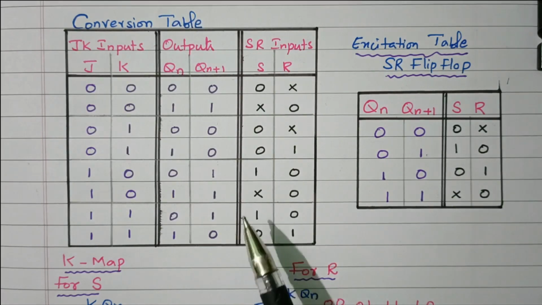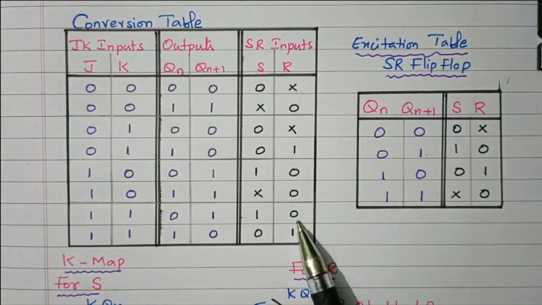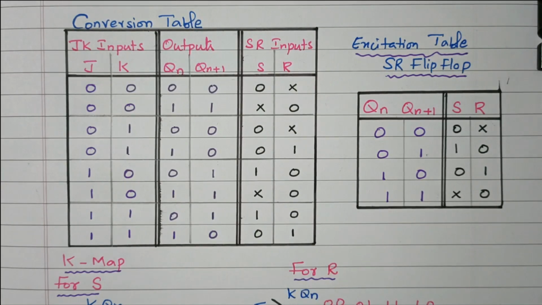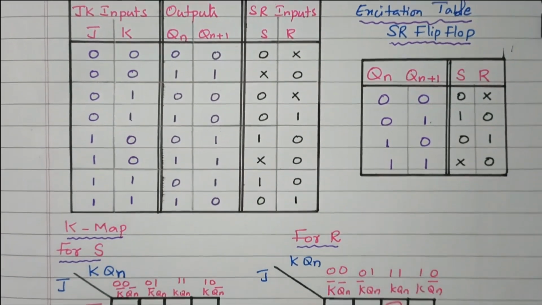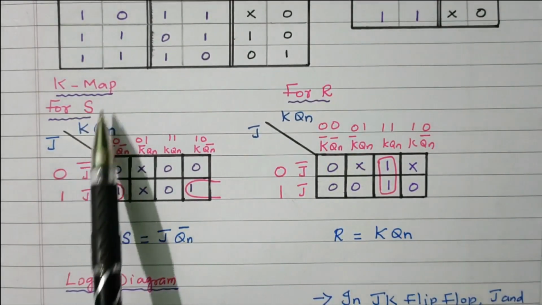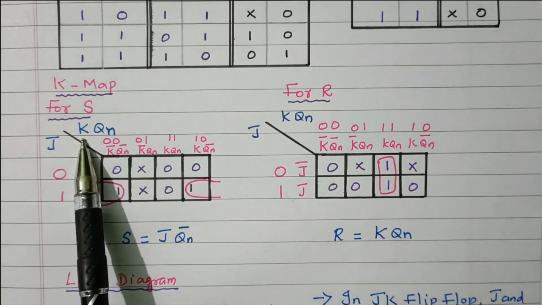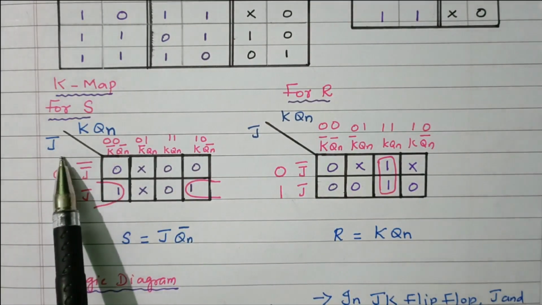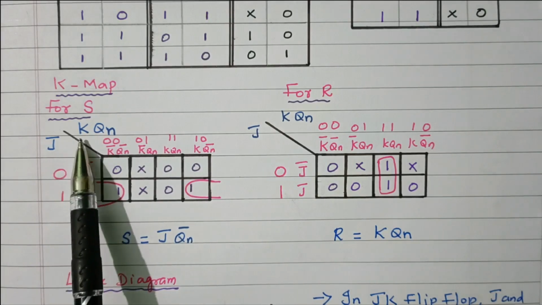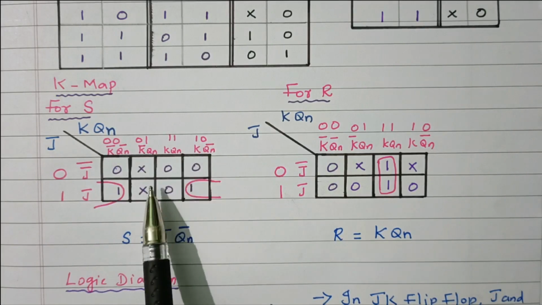So by using the K map, we need to find the expression for S as well as R. That is the input given to the flip-flop. Now we'll see the expression for S and R by using the K map. This is the K map available for S. What are the three inputs? J, K, Qn. J is available vertically, K and Qn are available horizontally.